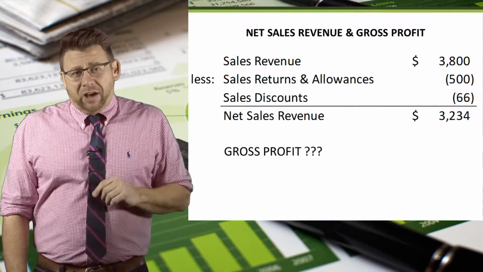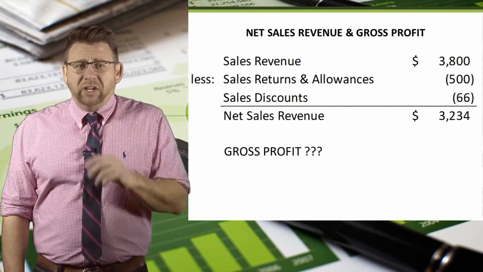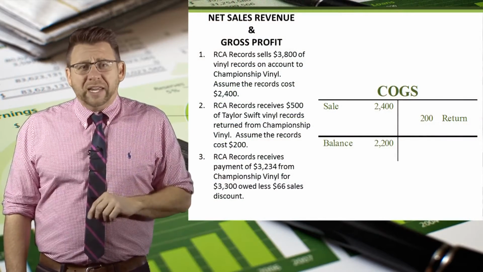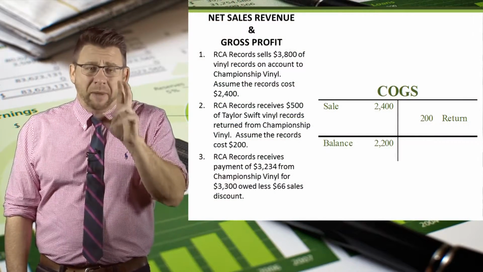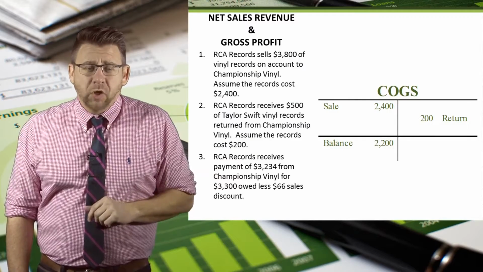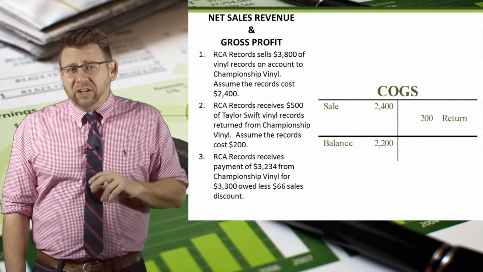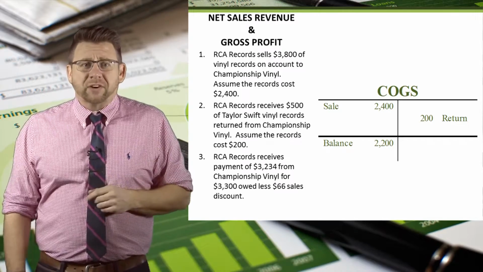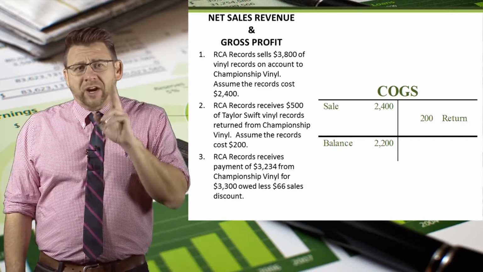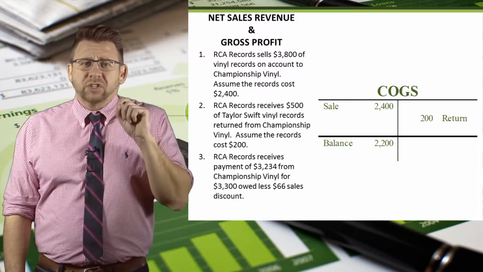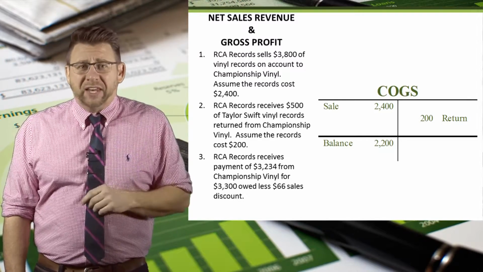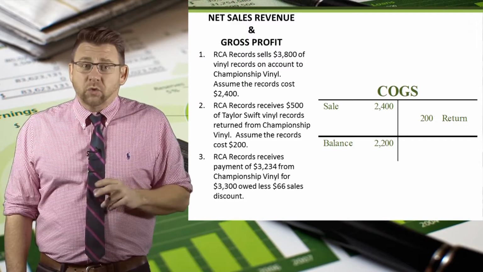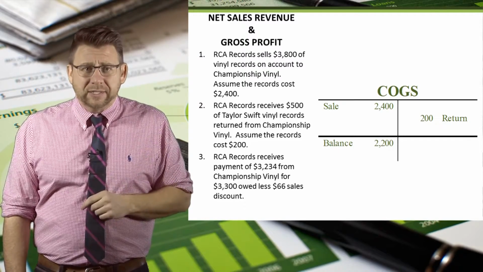Now that we know how to calculate net sales revenue, let's calculate gross profit. In order to calculate gross profit, we need to first figure out the amount of cost of goods sold. When RCA Records made the initial sale, cost of goods sold was debited for $2,400, the cost of the records. When the Taylor Swift records were returned, cost of goods sold was reduced by the cost of that inventory of $200. So the balance in cost of goods sold is $2,200 debit balance.